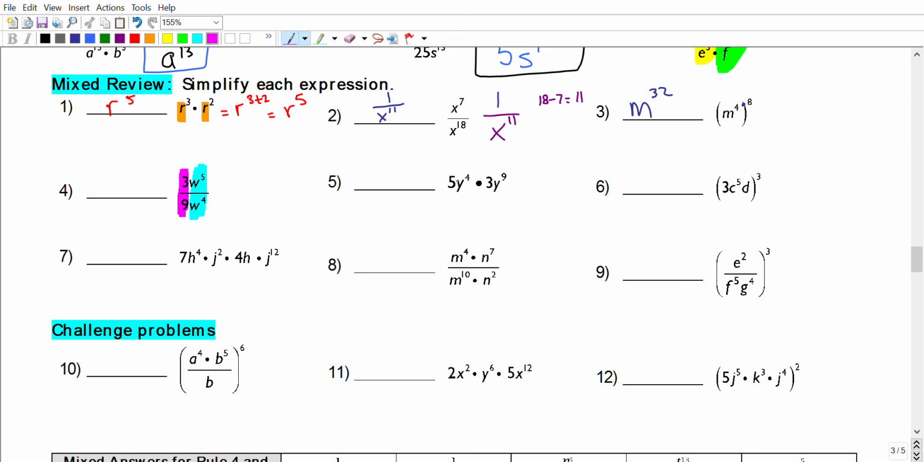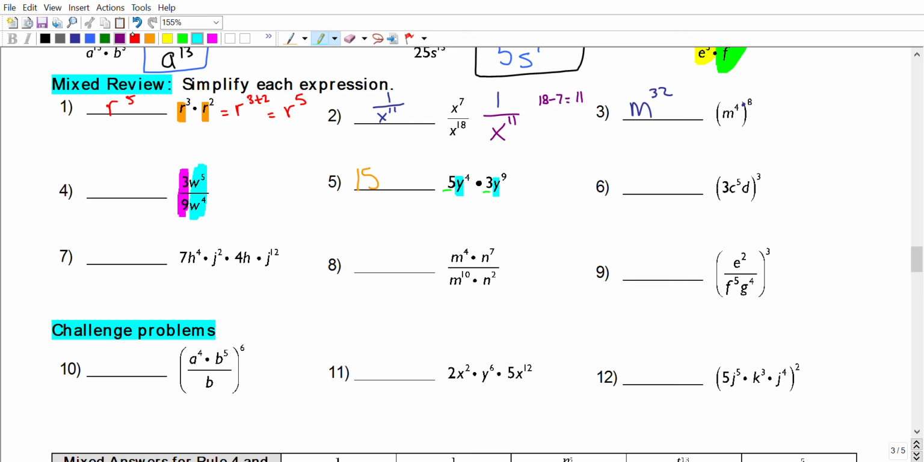Here, I do want to go over number 5 though. Take a quick look at number 5. I have a big 5 and a big 3, so those are just regular bases. So what is 5 times 3? Well, that's just 15. And now, do I have two things with similar bases? Yes, I do. I have this y to the 4th and y to the 9th.